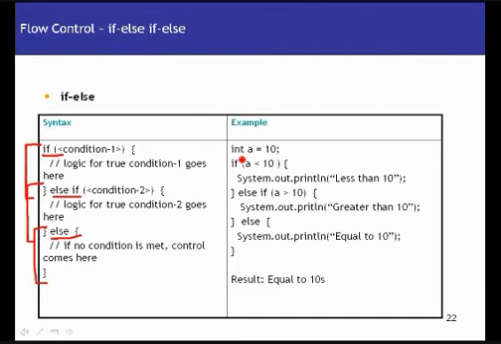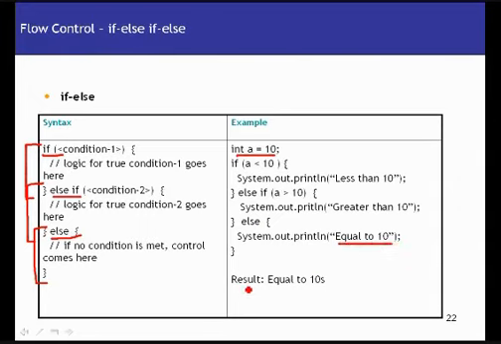We have an integer a whose value is 10, and here we are doing a check. If a is less than 10, print some statement, else if a is greater than 10, print some other statement, else print some statement. Since the value of a is neither less than 10 nor greater than 10, it's equal to 10, so it's going to go into the else block and print whatever is in the else block. It's going to print equal to 10, so that's going to be our result.